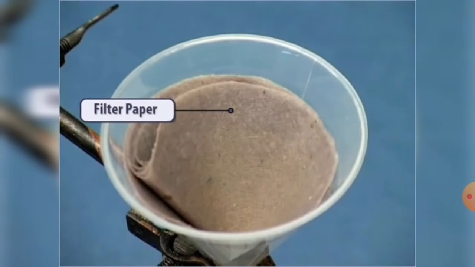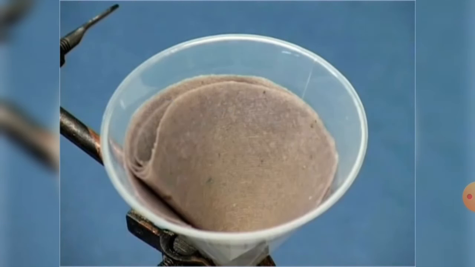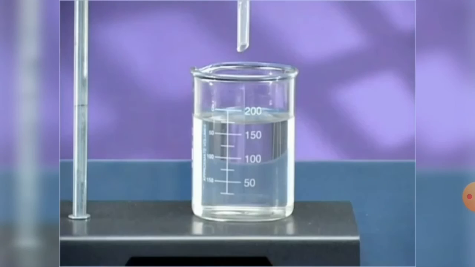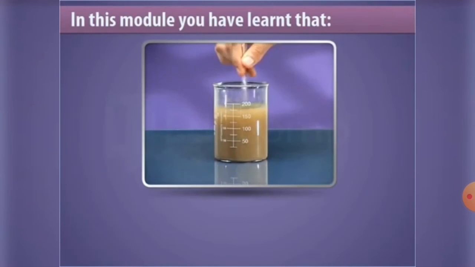After this filtration, when we observe the upper surface of the filter paper, you can see some very fine small impurities or particles present on it, and these we separated out with the help of the filter paper. After this filtration process with the filter paper, only then we got the clear colorless water.